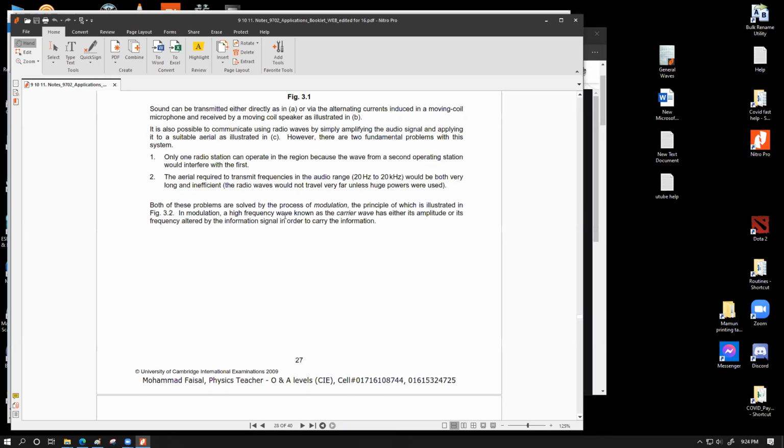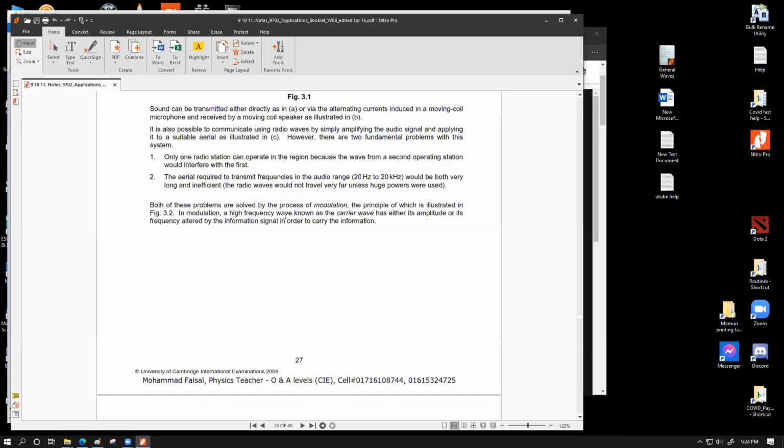Read this definition very carefully, it comes in exams. What is modulation? The principle of which is illustrated in figure 3.2. In modulation, a high frequency wave known as the carrier wave has either its amplitude or its frequency altered by the information signal in order to carry the information.